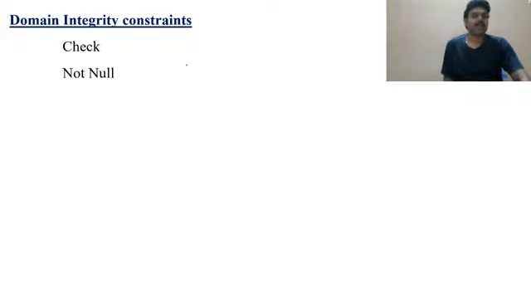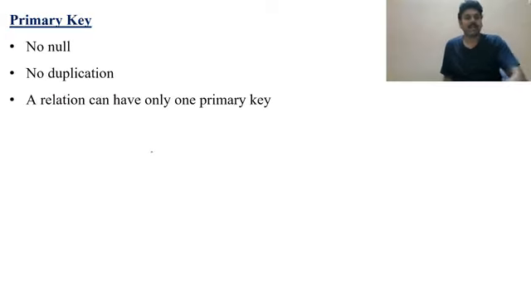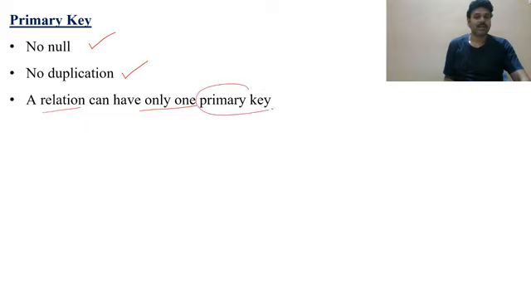Now the third variety of the constraints are check and not null. Now let us learn about the first variety of constraint, primary key. What is a primary key? It has two important rules: nulls are not allowed, and duplicates are not allowed. A relation can have only one primary key. This is the restriction, friends. Please remember carefully, a table consists of only one primary key.